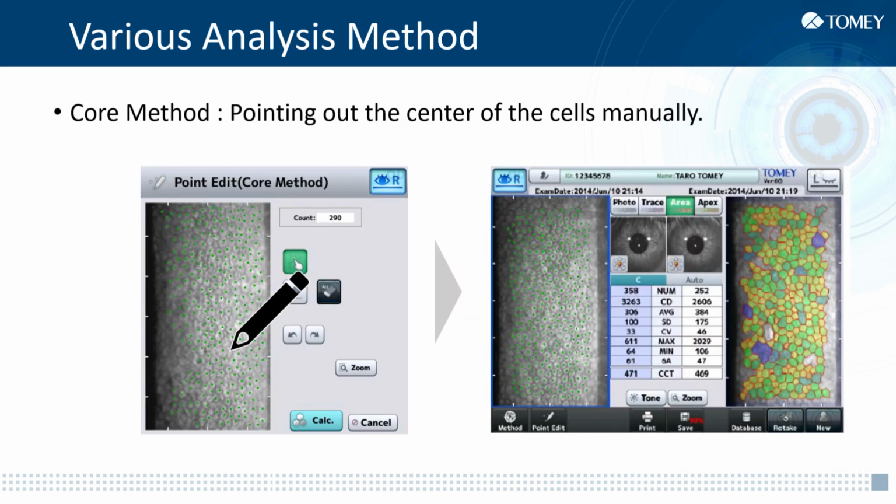The core method is to count cells by pointing at the center of the cells manually. This analysis method is useful for patients for whom it is difficult to take a wide and clear image. It is recommended to mark at least 50 cells to have a more accurate and reliable value. By manually specifying cells, it is possible to prevent errors in cell counting.